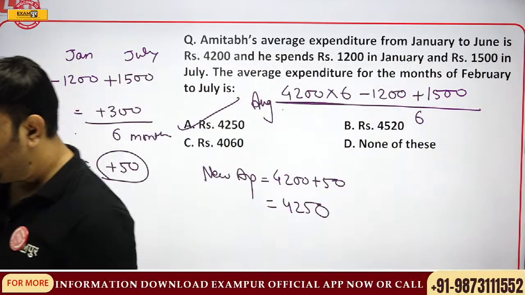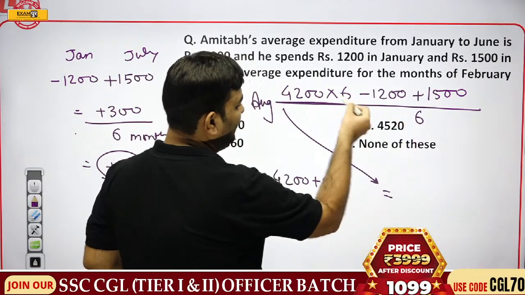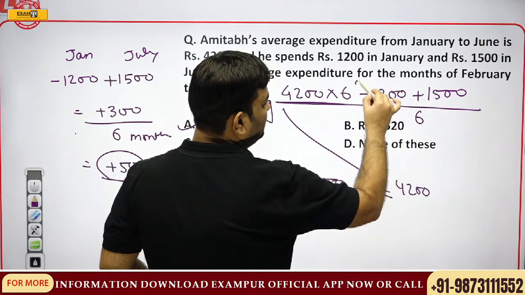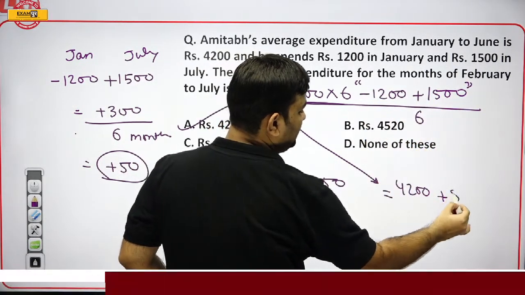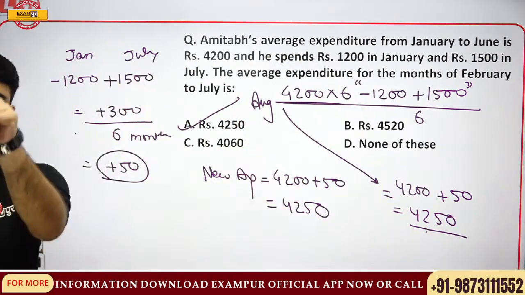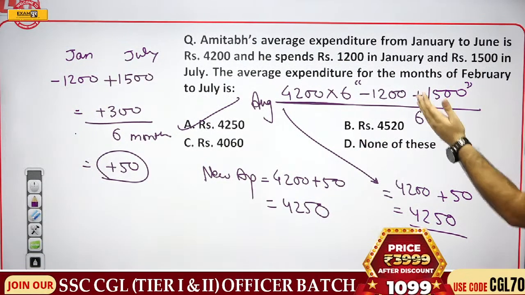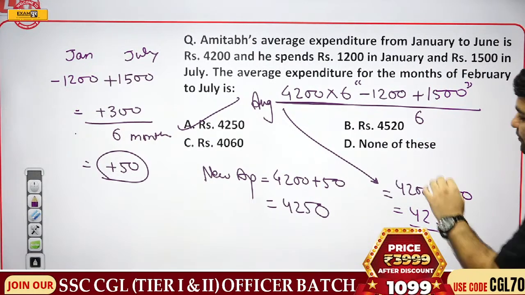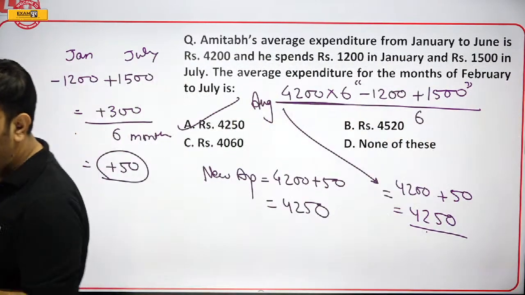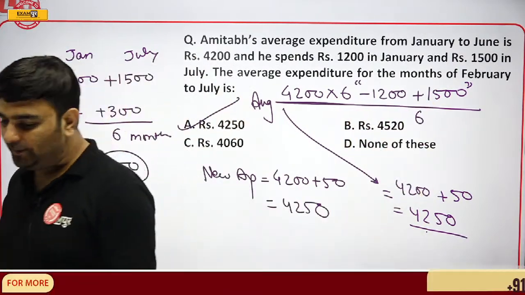Now, be smart in the calculations. How would I calculate it? I will directly divide it by 6, 4200. And this is 300, 300 divided by 6, 50. So guys, if you are smart enough, you can do it from here as well in a single line, just by dividing in the initial stage, not doing the multiplications.